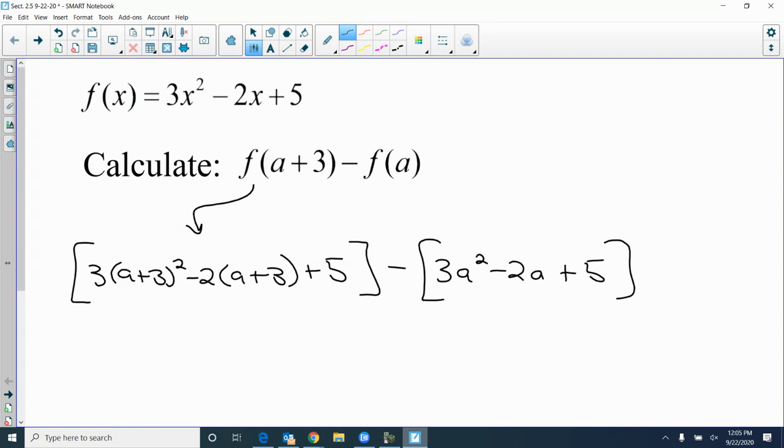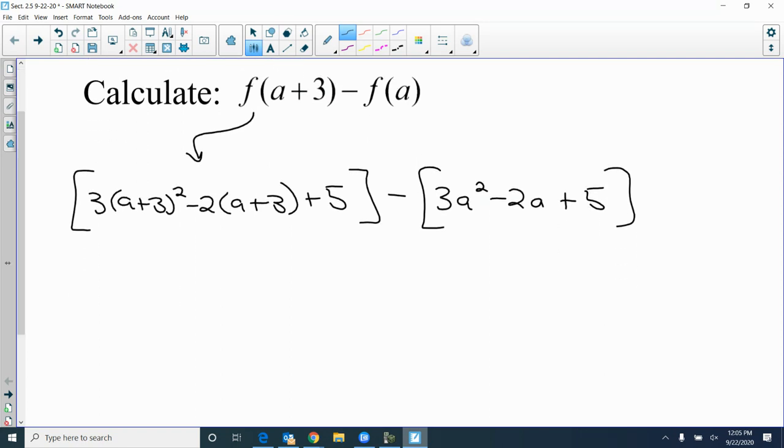18A plus 21. Now let's take a quick look. All right, let's go through here. The biggest mistake is you don't distribute that negative. I don't think you distributed your negative. So that may or may not be it, but we'll see.